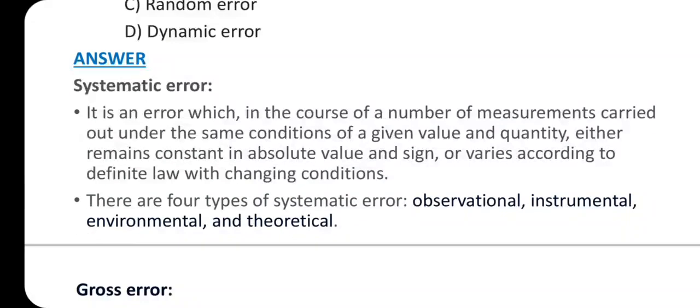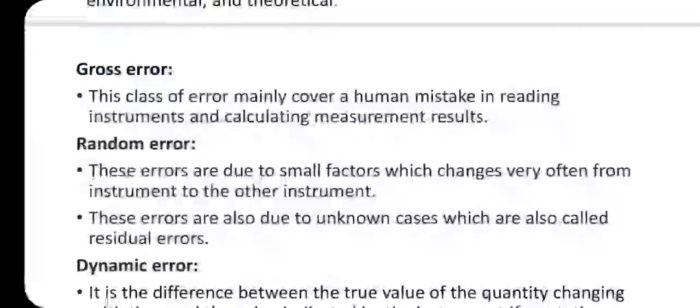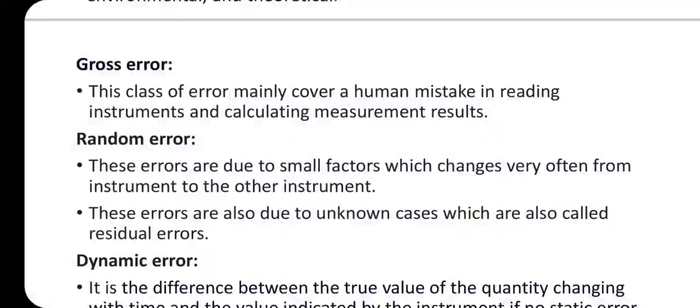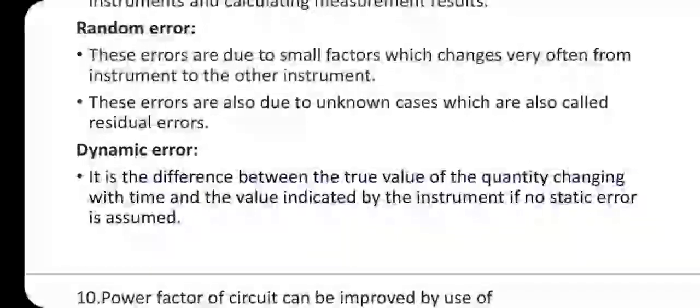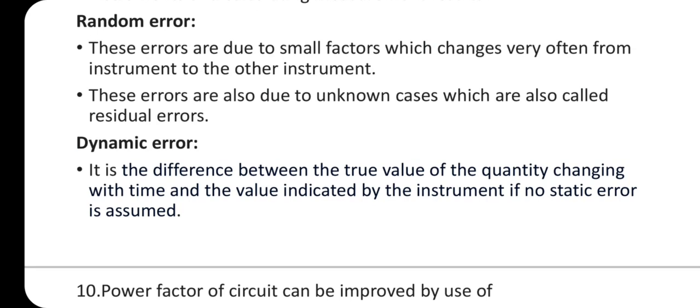There are 4 types of systematic errors, that is observational, instrumental, environmental and theoretical. What is gross error? This class of error mainly cover a human mistake in reading instruments and calculating measurement results. Random error. These errors are due to small factors which changes very often from instrument to the other instrument. These errors are also due to unknown causes which are also called residual errors.